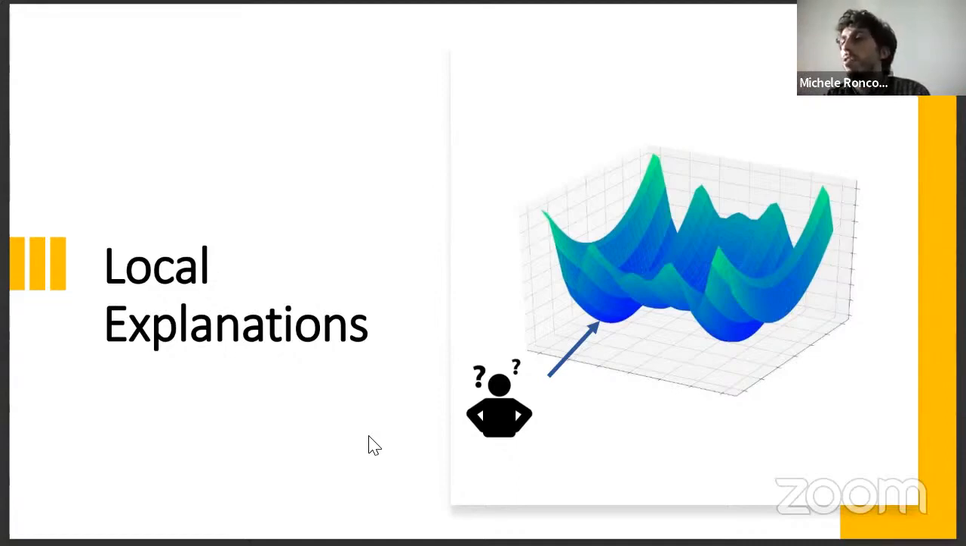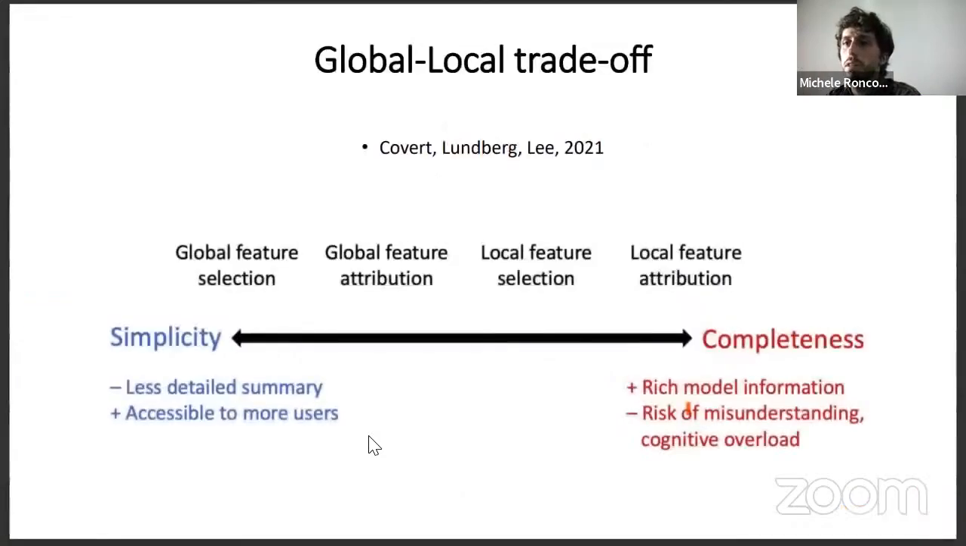Of course, it has some limitations, in the sense that if I know how the model is behaving at a given point, I don't know how the model is behaving in general. If you have a very nonlinear function and you know how to approximate it in the vicinity of a given point, it doesn't mean you know that much about the function itself. So this was just a warning before entering local explanation. On the other hand, there are many possible methods which have been proposed to interpret models locally.